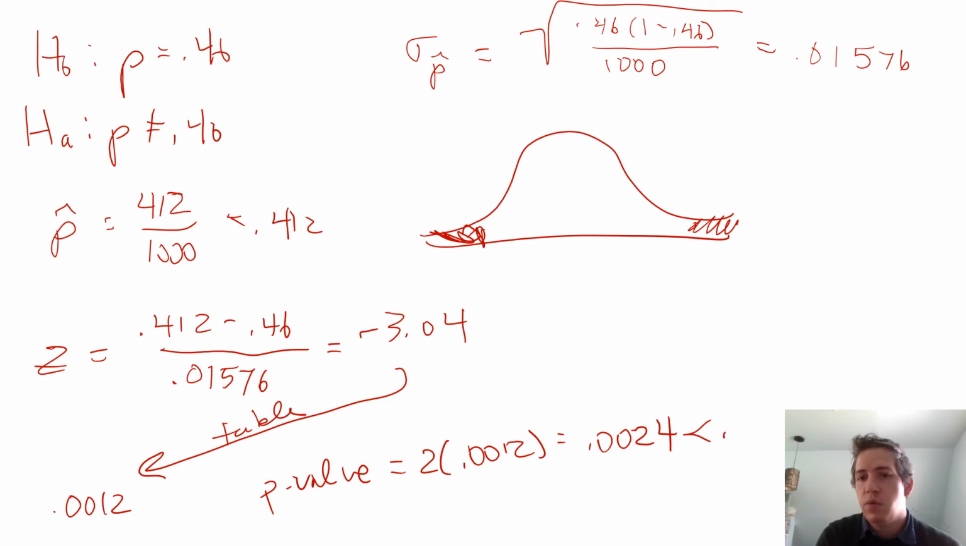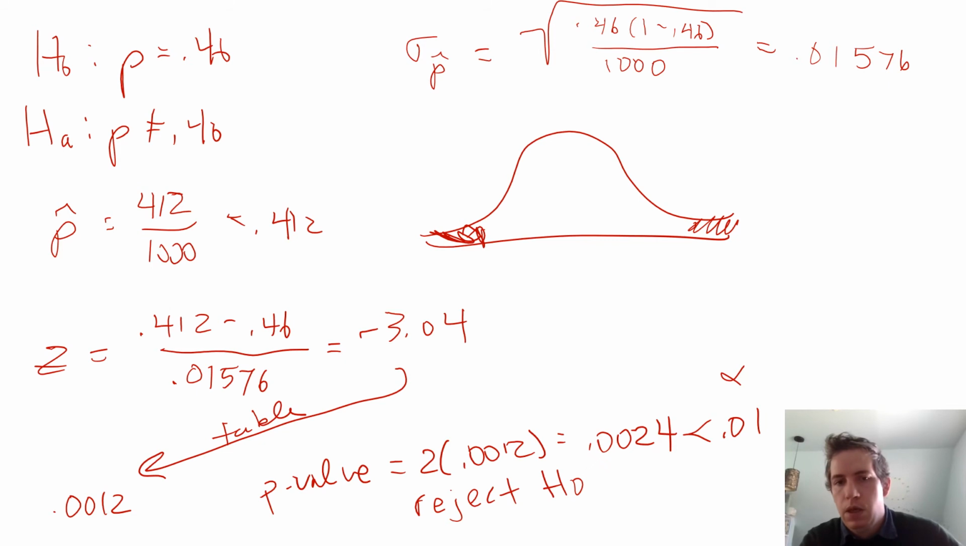This is less than 0.01. That was our level of significance for this particular test. You're picking a probability that you want to check against before you actually run the test, and that's our level of significance. Since it's less, we reject the null hypothesis. So you reject the null hypothesis. The null hypothesis is that the proportion is equal to 0.46.